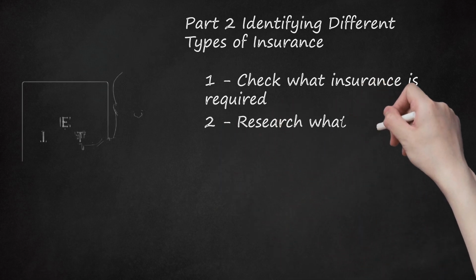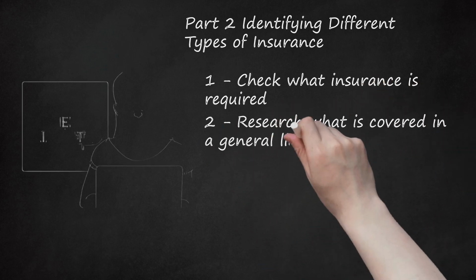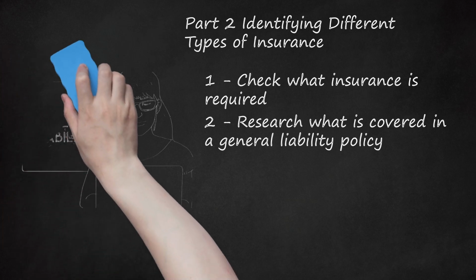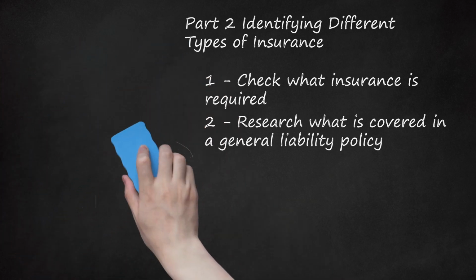2. Research what is covered in a general liability policy. Most businesses get a general liability policy, at least to start. This type of policy can cover a variety of risks, such as the following. Liability as a tenant, e.g., your business is damaged by fire. Liability for false or misleading advertisements, or for defamation. Injuries sustained at your place of business or because of a product you sell.